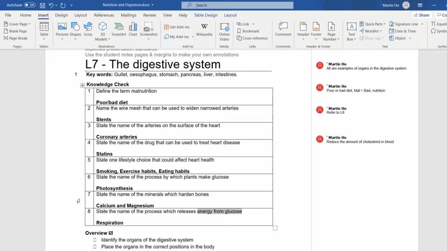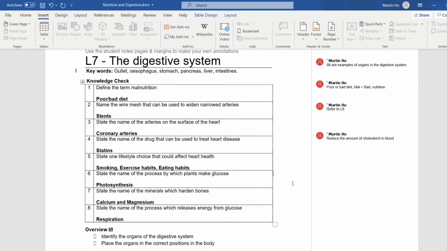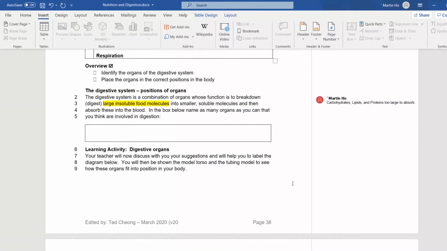So, please take a moment to finish taking down these answers as well as the notes on the side, and we'll be moving on to the rest of our lesson. The overview for this lesson today is to identify the organs of the digestive system, as well as place the organs in the correct positions in the body.